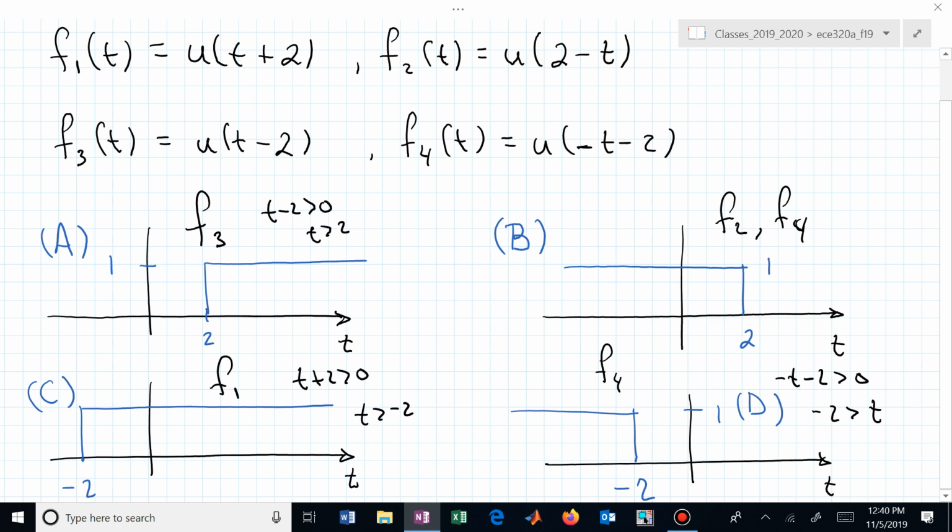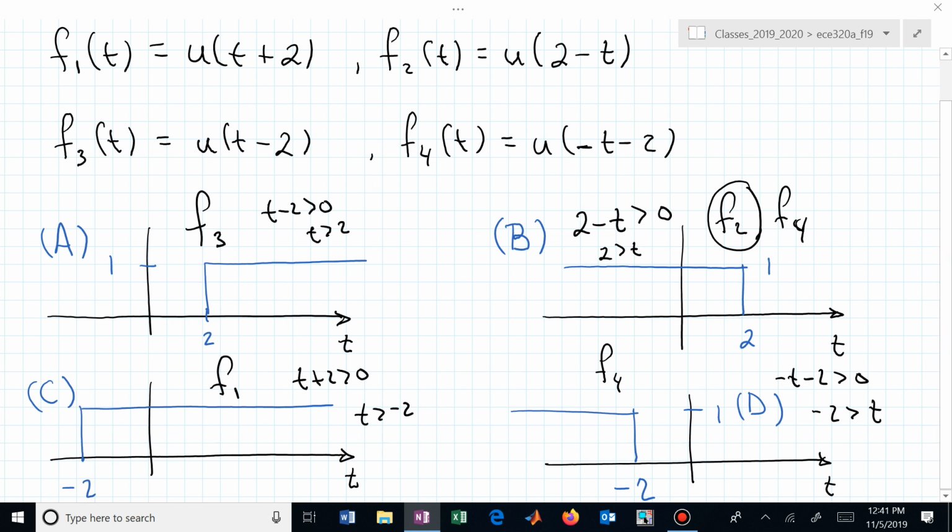Finally, by the process of elimination, we can figure out that for B, it's F sub 2. Let's verify that. That's saying that we need 2 minus t to be bigger than 0, or we now need t to be less than 2 for it to be on. And any value of t less than 2, we are at a value of 1 for F sub 2. We good on the unit steps?